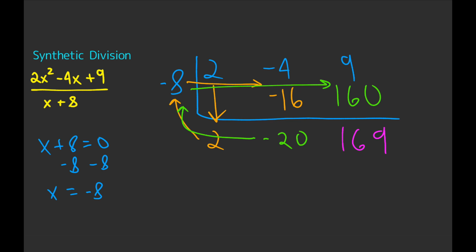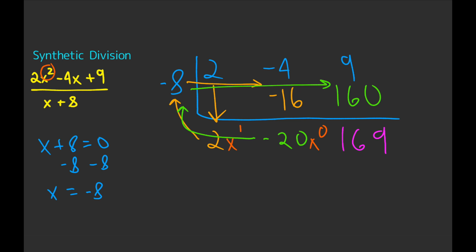We're not done yet. We still have to put our x's. So our first term is going to be x to the first power because that's 1 below the power of the dividend, which is right here. And then we're going to go in descending order. So negative 20 is going to be x to the 0th power. And we're going to stop there because we know that 169 is a remainder.